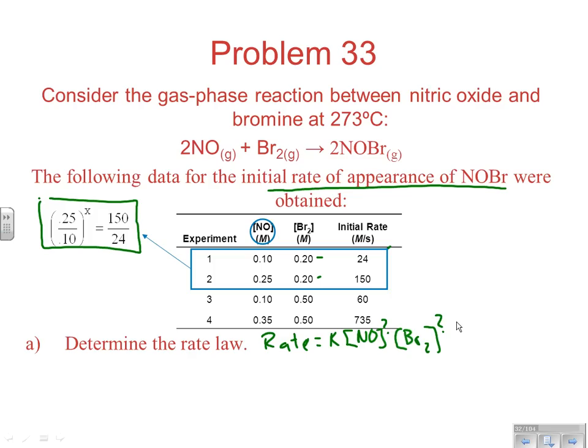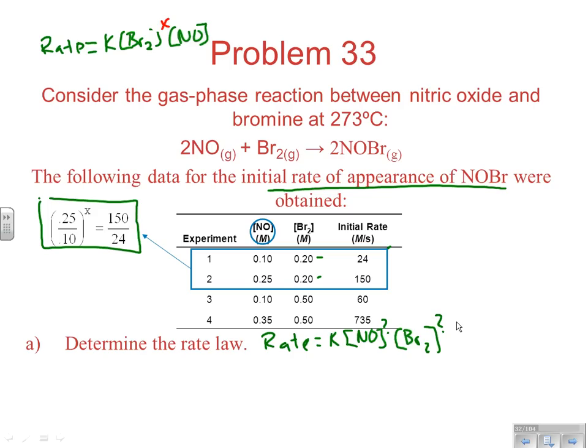Now keep in mind, the rate is going to equal K times the concentration of Br2, and there's a reason why you'll see in a second I'm putting this one first, to some power, we just don't know what that power is, times the concentration of NO to some power. Now, I want to get rid of that question mark up there, because the order is not going to change. Once we've established what the order is for Br2, what its exponent is, it's not going to change. So I'm just going to say Br2 is going to be an X here, and that's not going to change.